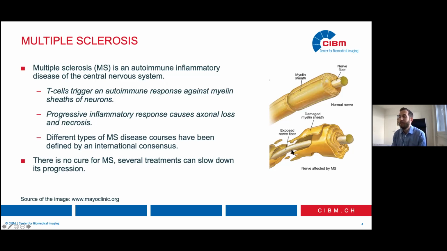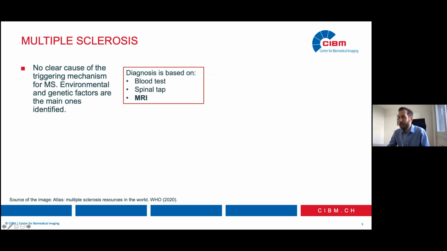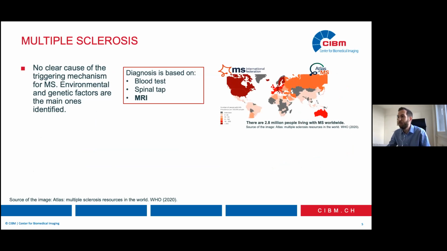Different types of MS have been identified by international consensus. However, there is, as of today, no cure for MS, and several treatments can only slow down its progression. Worldwide, MS affects almost 3 million people, with a prevalence in the Northern Hemisphere, as we can see here on the right-hand side in the map. And there is actually no clear cause regarding the triggering mechanism, even though some hypotheses have been made regarding environmental and genetic factors. And this brings us to the fact that an early diagnosis is extremely important.